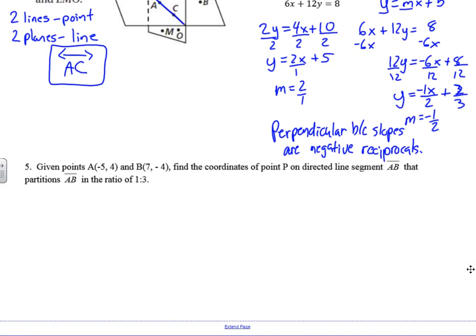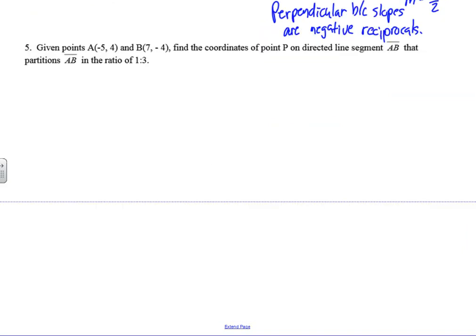Alrighty, so question 5. Given points A and B, find the coordinates of P on the directed line segment that partitions AB into the ratio of 1 to 3. All right, so we've got a directed line segment. My fraction is going to be 1/4 that I multiply by. And so I've got x1, y1, x2, y2. There are a bunch of different ways people think about this.